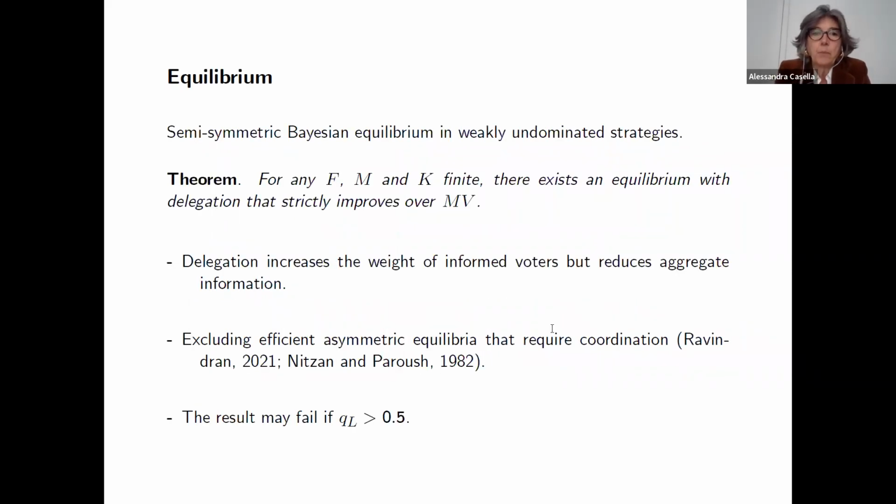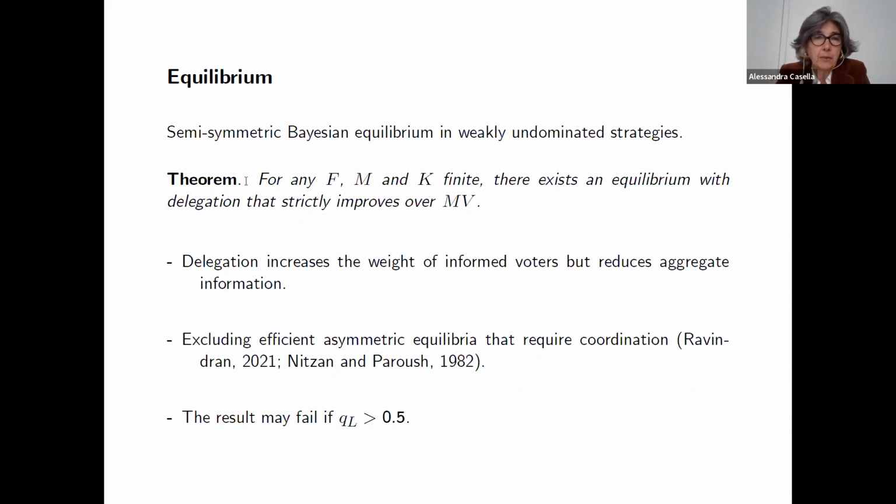How about the equilibrium? We look at semi-symmetric Bayesian equilibrium in weakly undominated strategies, as in the standard voting literature approaches. Semi-symmetric means that all the experts will choose the same equilibrium strategy, and all the non-experts will choose the same equilibrium strategy for the non-experts.